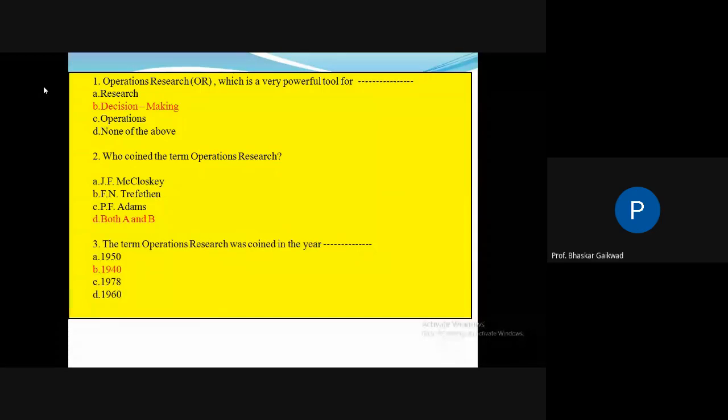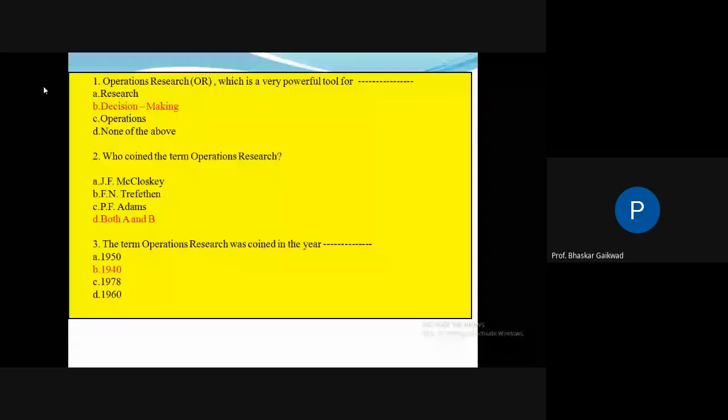Operation research is a powerful tool for decision making. In industry, there are so many problems. There is the make or buy decision, or the loading and unloading decision. Then distribution of the work, which is also planning. Line balancing is also one of the problems.